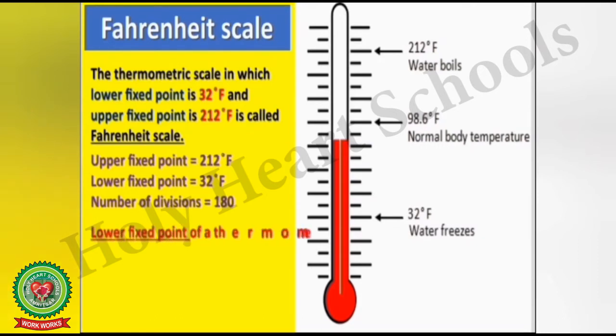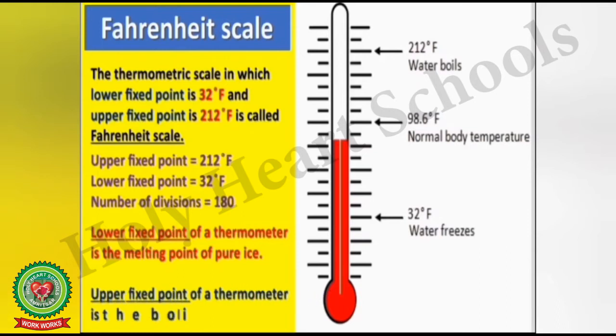Well, lower fixed point of a thermometer is the melting point of pure ice. It is the temperature at which pure ice melts. And upper fixed point of a thermometer is the boiling point of pure water, the temperature at which pure water boils. Students, in this scale there are total 180 divisions.